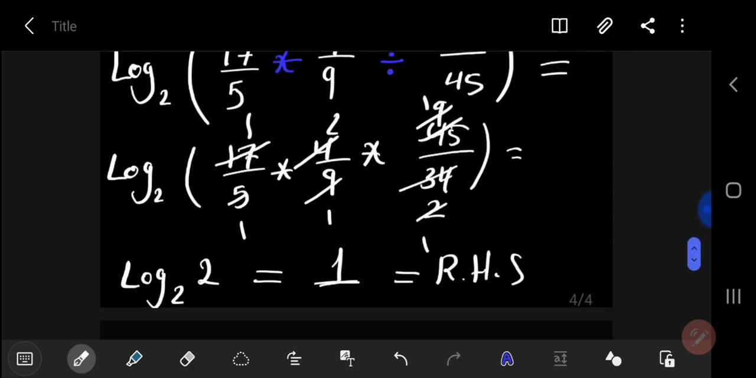I will give you this as homework. I will write it in another column: log base 3 of 36 plus log base 3 of 3 over 4. Okay, it's not difficult, you will solve it very easily.